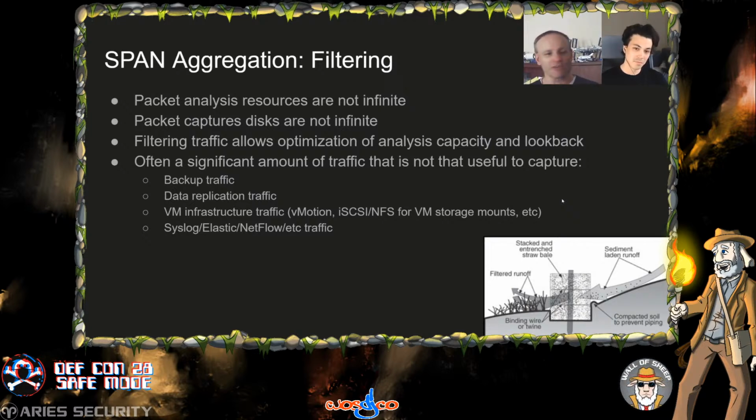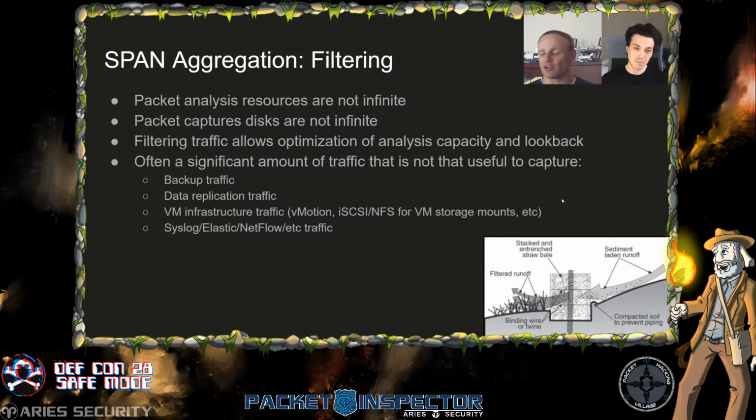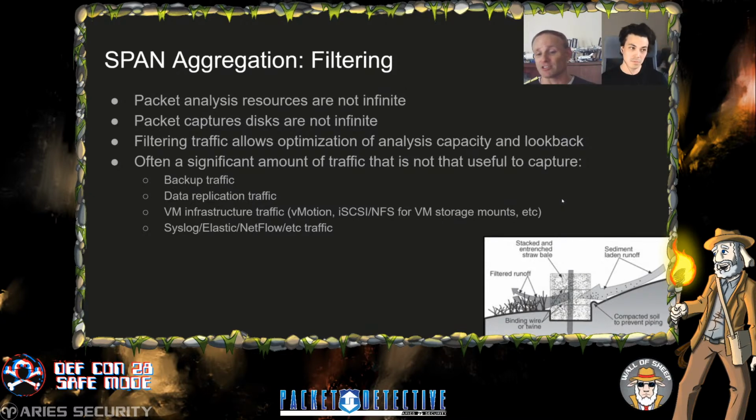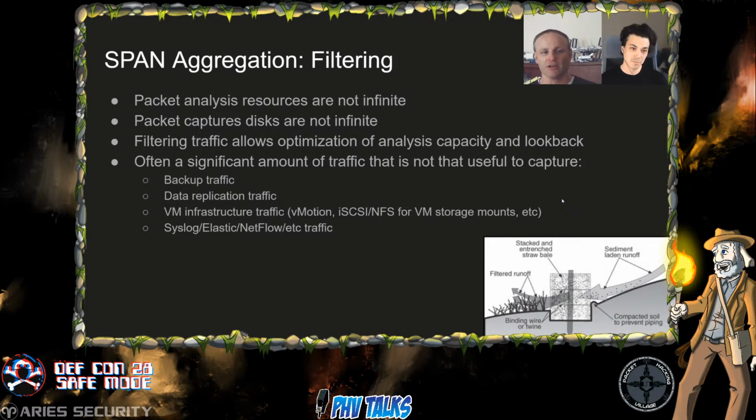Things like backup traffic, data replication traffic, that stuff is just not typically going to be very useful to look at. And it can consume a massive amount of bandwidth and disk space. I have customers where I'd say 30, 40% of their traffic in a 24-hour period is backup traffic if I were to span most of the traffic in their data center. So if we get that in, we're going to filter it out.